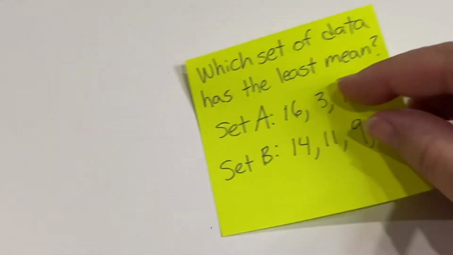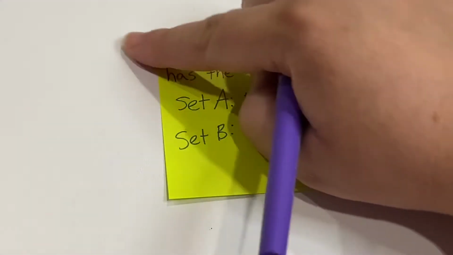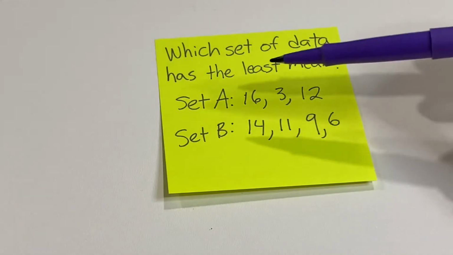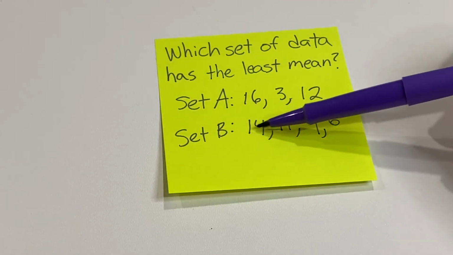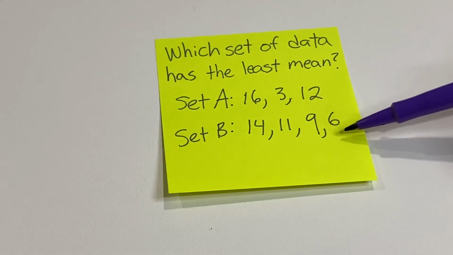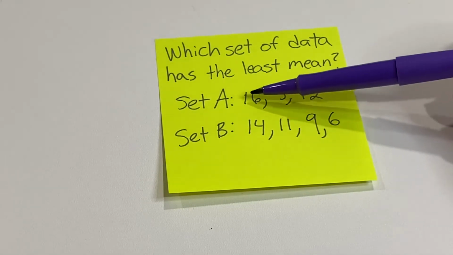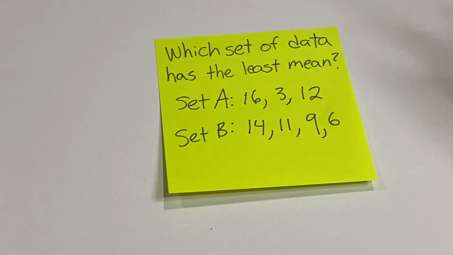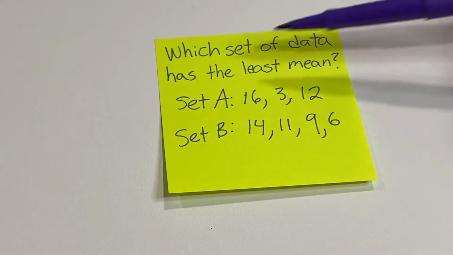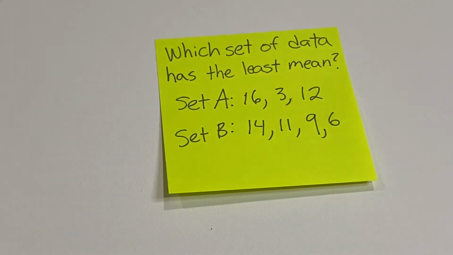So let's look at another one. In these two sets of data, one thing that is different than in the last one is there are 3 data points in set A and there are 4 in set B. So you can't just add them up and see which number is higher and then know that if you divide by that number you would get a higher number. And this question says which set of data has the least mean. So we're actually looking for the lower number.